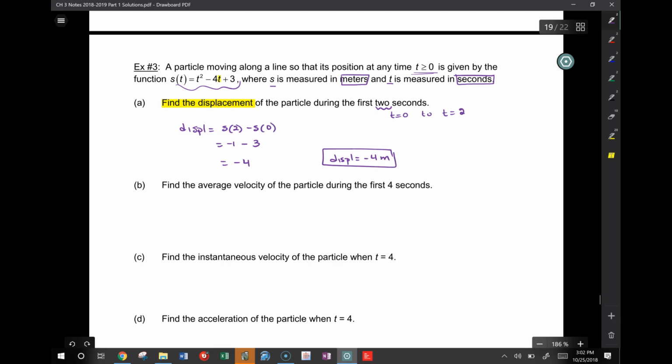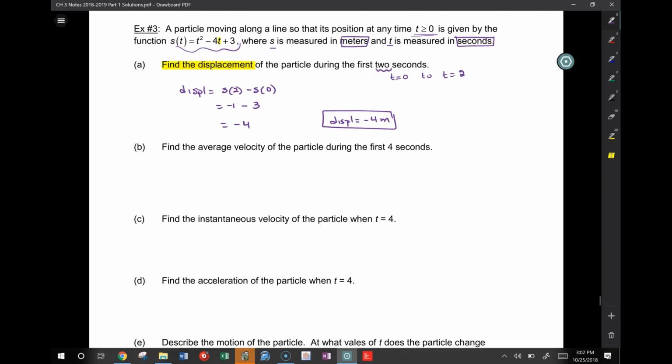The most common mistake with these is students forget that displacement is s of 2 minus s of 0. And then there's always a negative mistake here. So just do your bookkeeping properly.